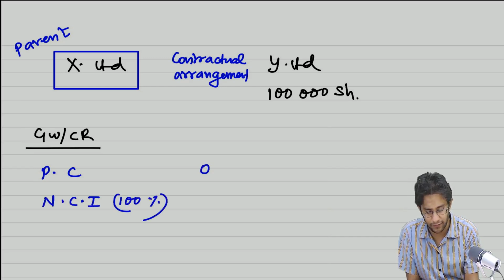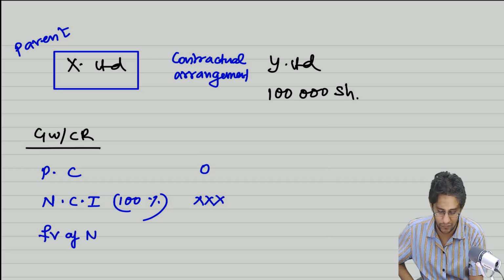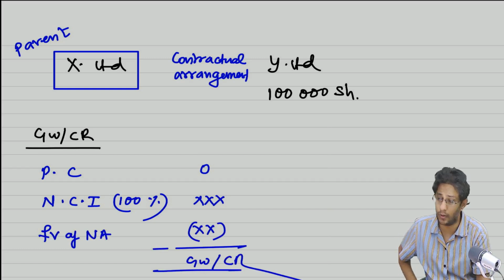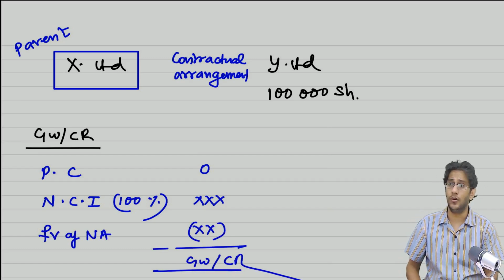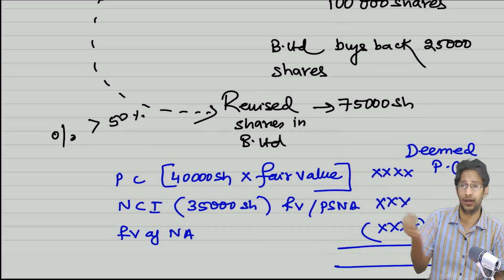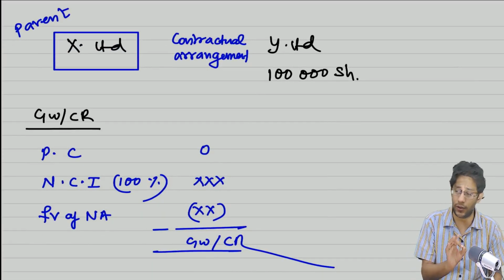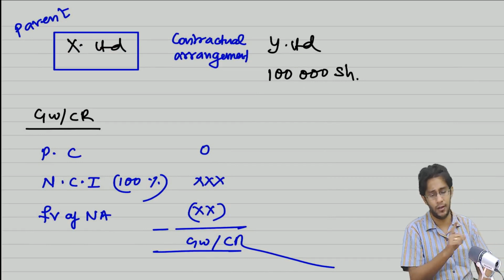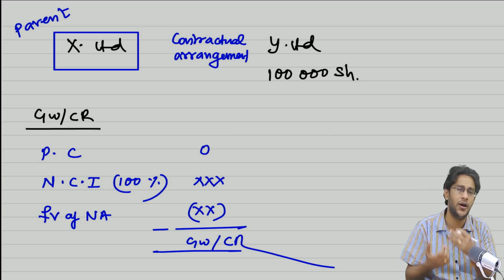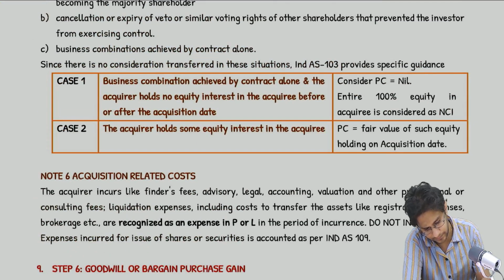NC, entire shares of Y Limited, will be grouped under NCI. This you will compare with the fair value of identifiable net assets acquired, and then you determine whether you are having a goodwill or a bargain purchase gain. So even though you do not pay PC, still you may acquire control. In that case, the fair value of existing shares you take. If you don't have shares at all, no problem. PC will be 0. Entire shares of the subsidiary company will be included in NCI, and then we'll compute goodwill or capital reserve and go ahead with the consolidation process. So these are special cases.